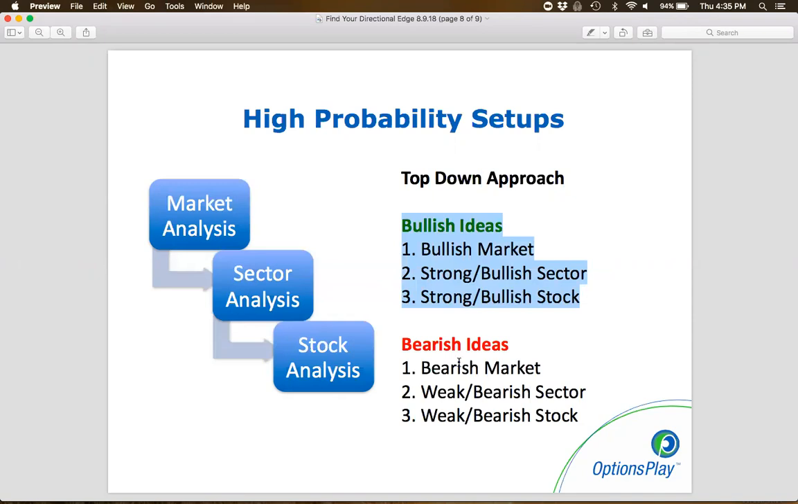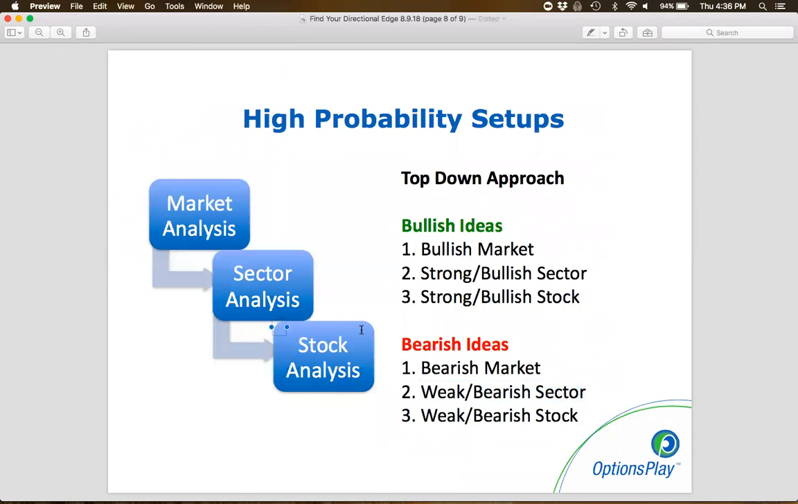And conversely, when we're looking for bearish ideas, we generally try to do these in bearish markets, or sometimes we don't necessarily have a bearish market, but we may have an overbought market that we feel is starting to correct. And if that's the case, what we're looking for are weak or bearish sectors, and then we try to identify weak and bearish stocks within those weak and bearish sectors.